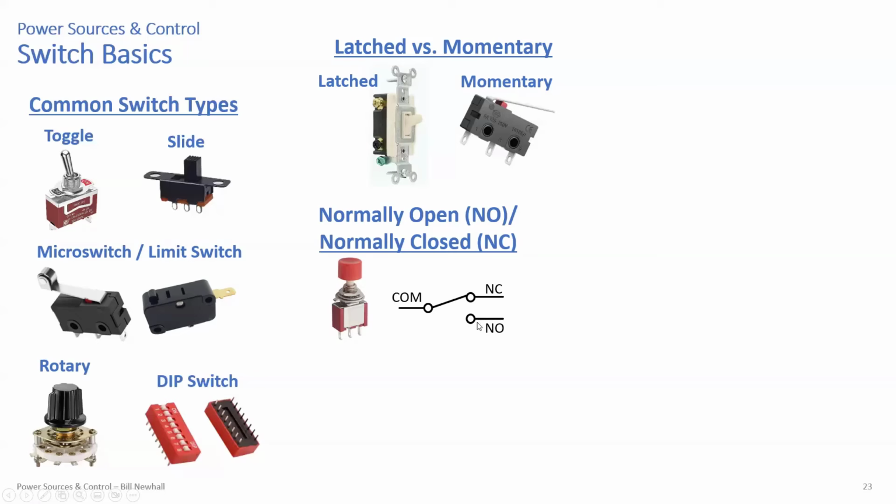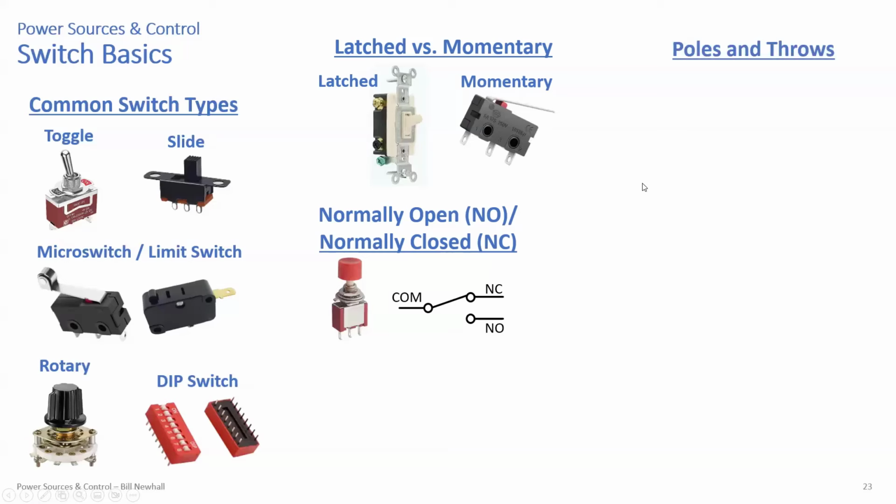Someone asks in the chat, would toggle also be considered latched? Yes, this toggle switch would be considered a latched switch. Now there are switches that look like this that are momentary. The switch might be in this position here, and then you push back on the switch the way it is in the slide. You push back and it stays there, and you release it and the switch snaps back. So there are switches that look like this that are momentary. All right, so this is normally open versus normally closed.